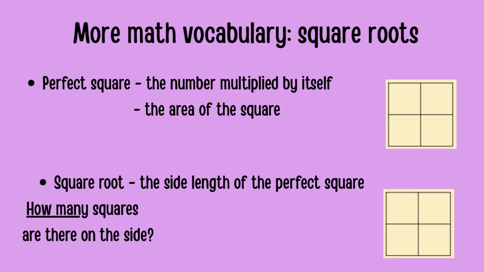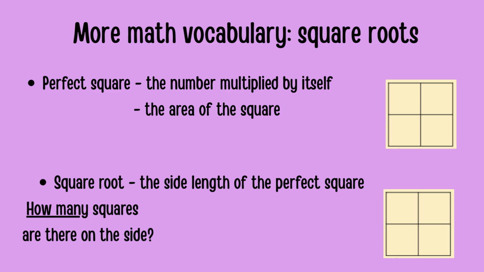Have you ever heard of perfect squares? This is the number multiplied by itself, or the area of a square. For example, 2 times 2, or 2 squares times 2 squares, would give you 4 total, which is the area. There's also the square root of a number, which equals the side length of the perfect square.